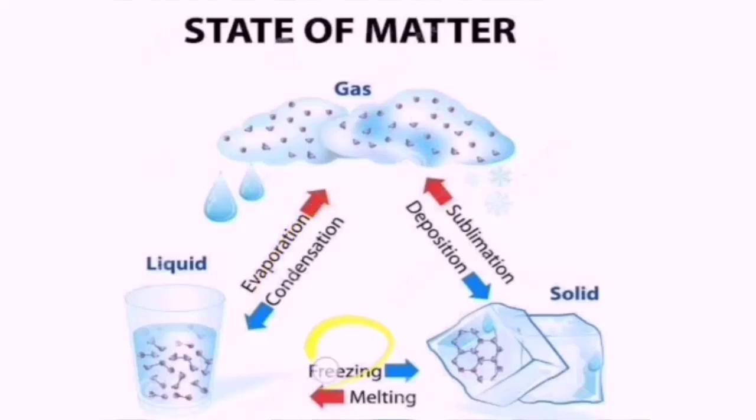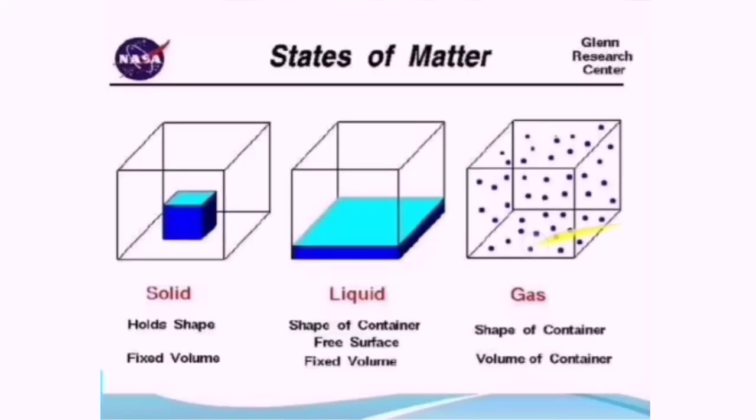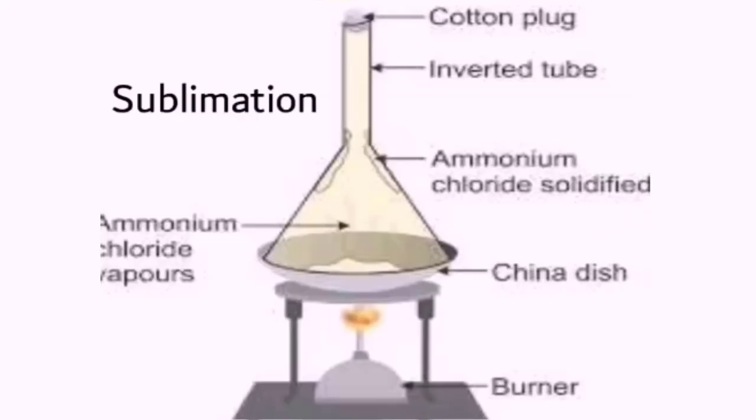Now the diagram shows that the gaseous state of matter can be converted into liquid upon condensation, which in turn freezes to form the solid state. The solid state upon sublimation changes into gas. Now the next topic is sublimation, in which we are going to discuss how these three states of matter change into one another.